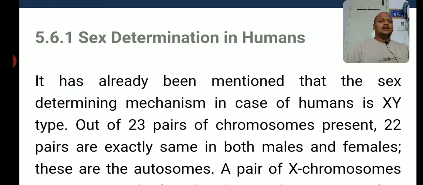It has already been mentioned that the sex determining mechanism in humans is XY type. So earlier we discussed it. The human sex determination mechanism is XX and XY type. So XY is whom? Male is XY and female is XX chromosomes, right? So male heterogamity. So how many pairs of chromosomes are present in humans? 23 pairs of chromosomes are present in humans.